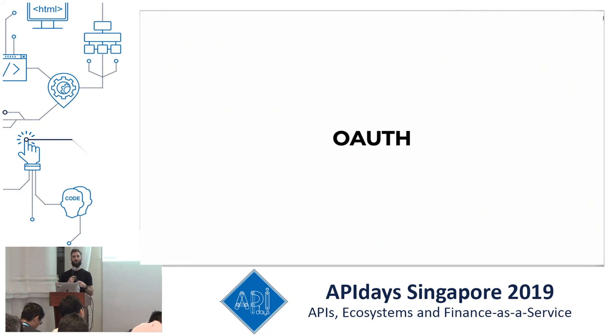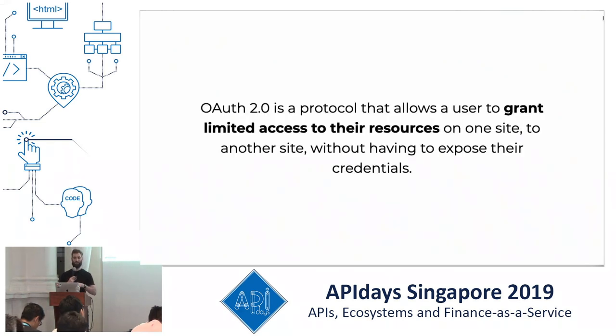Who has ever used OAuth before? Okay, most of you. OAuth is a protocol that allows a user to grant limited access to their resources. That's what it's built for, just to grant limited access. You can let the user decide if it wants to give you access to your username or to a certain part of the application. And that's it. And it's meant to be used from one site to another website without having to expose your credentials, so you don't have to pass along your credentials from one site to the other. You can just give permission through the OAuth protocol.